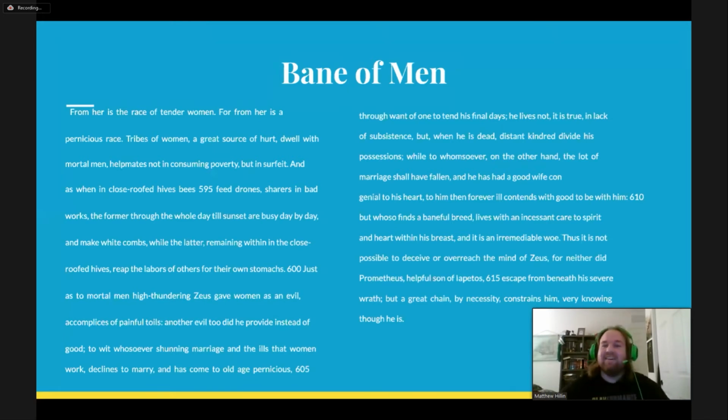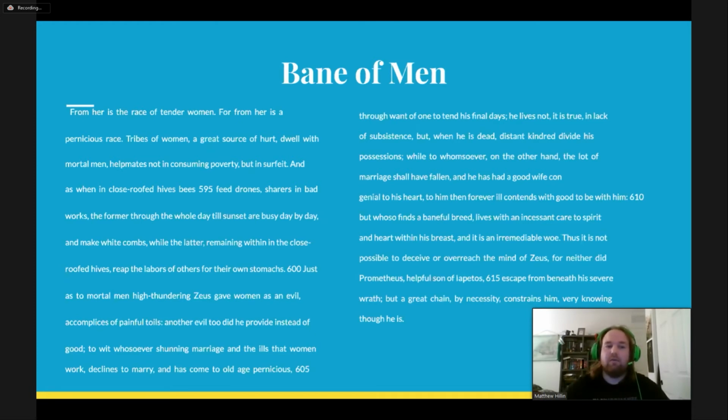Pandora the Bane of Men. From her is the race of tender women. From her is a pernicious race. Tribes of women, a great source of hurt, dwell with mortal men. Helpmates, not in consuming poverty, but in surfeit.